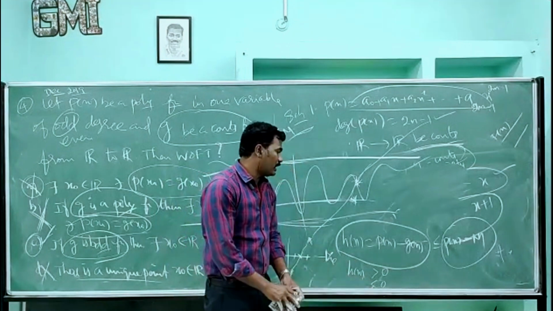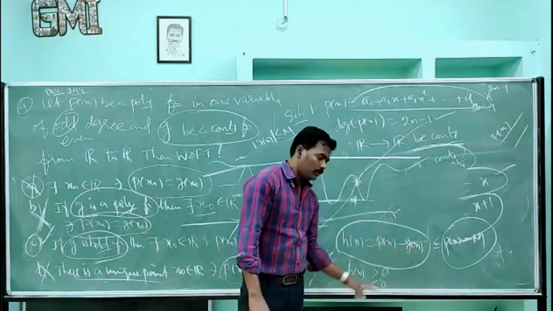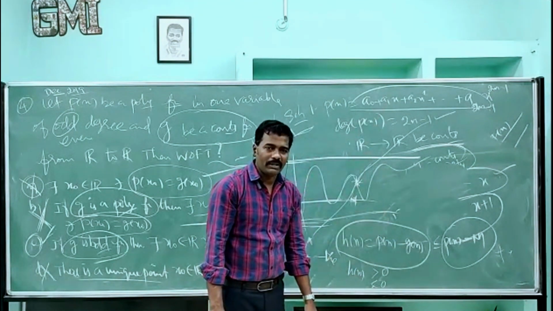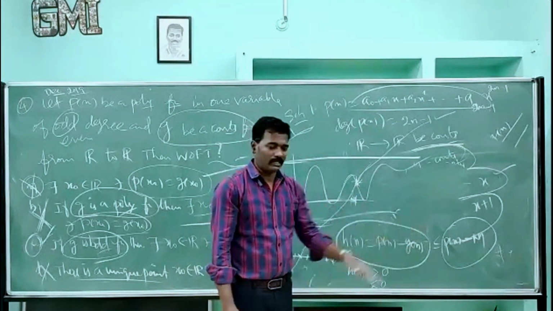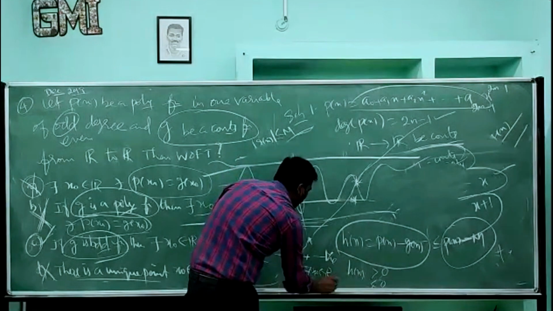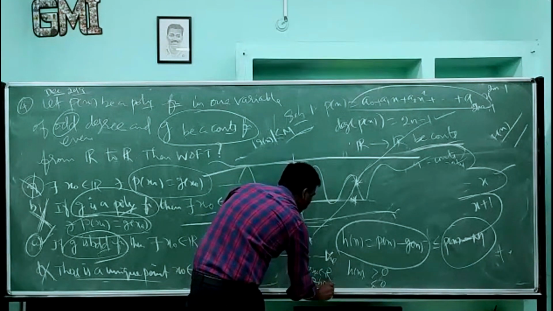H is continuous. Why continuous? P of x is continuous, G of x is continuous, so the difference is continuous. H is a continuous function that is positive at some point and negative at some point. Therefore, H vanishes at some point. I call it x naught. This implies there exists x naught in R such that H of x naught equals 0.